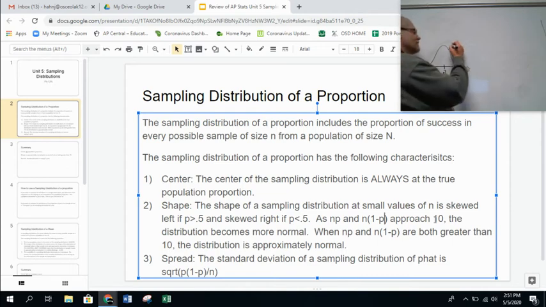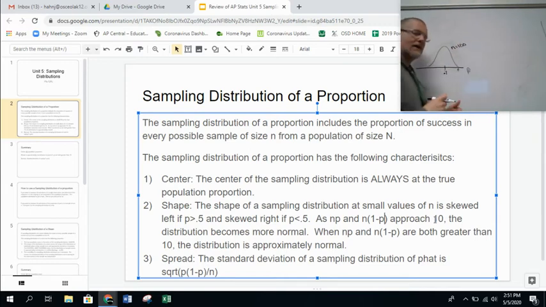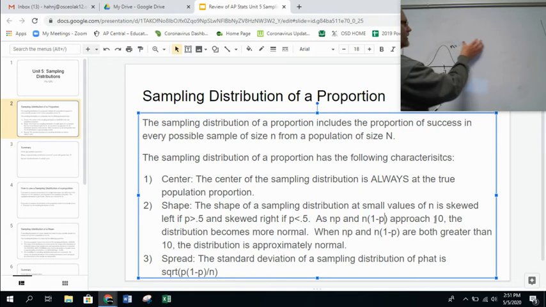So let's say that my sample was 100. I grabbed 100 students. Well, no, I don't like 100 students in our high school, because 100 students in our high school violates the 10% rule, and we're not independent anymore. Let's do 50 students. 50 students would be okay. So what is true here?